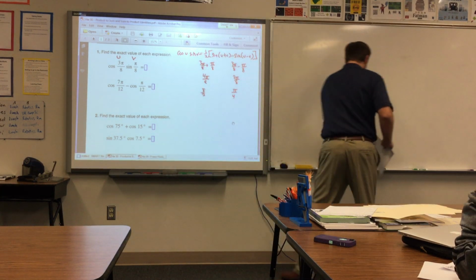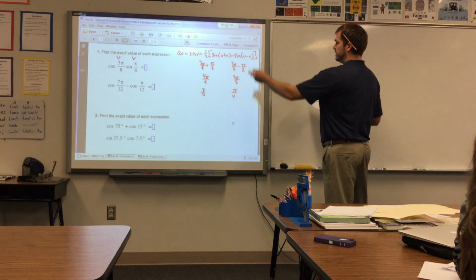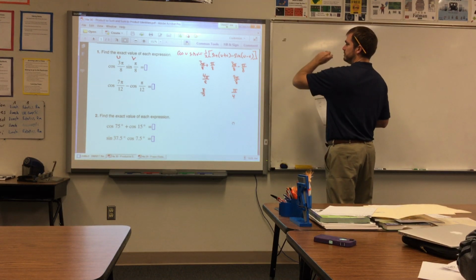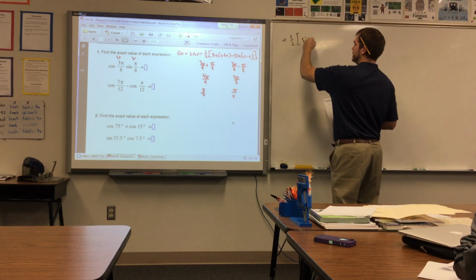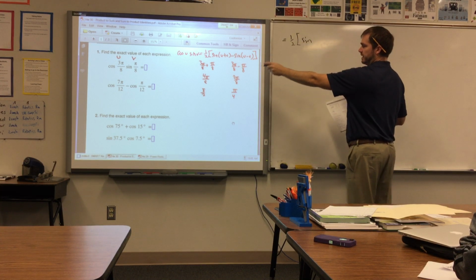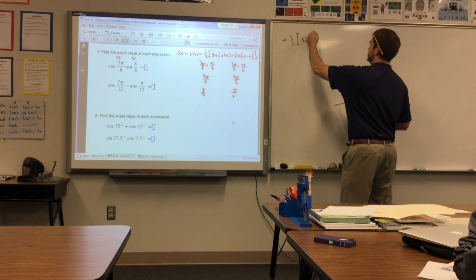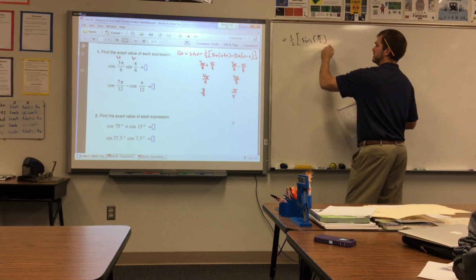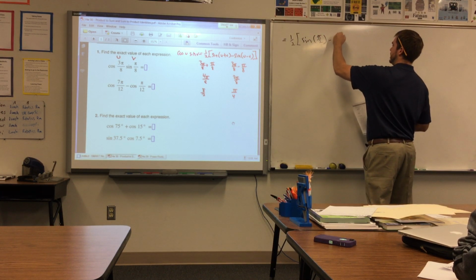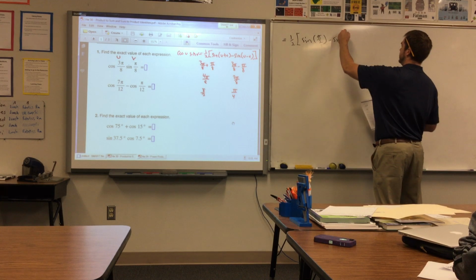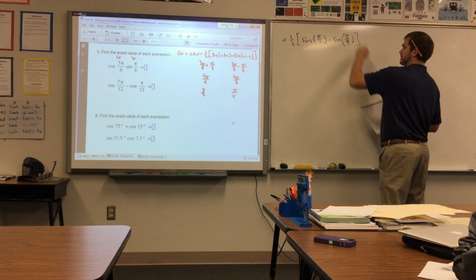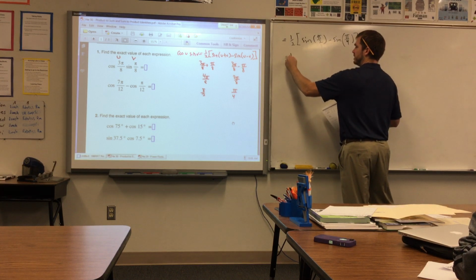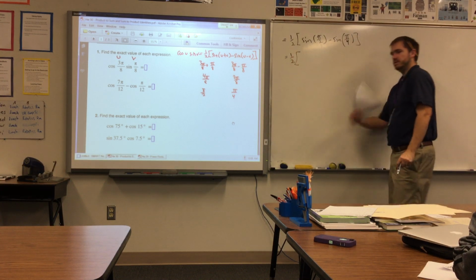So that means I can rewrite that phrase right there as equal to 1/2 bracket sine of pi over 2, u plus v, so pi over 2, minus sine of pi over 4, bracket. So much better. Alright.